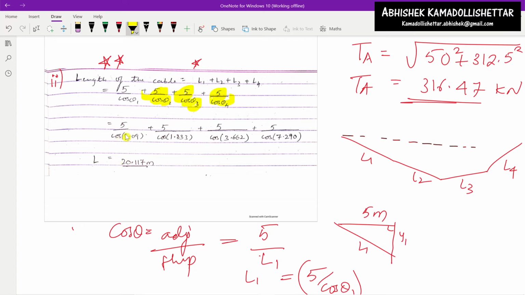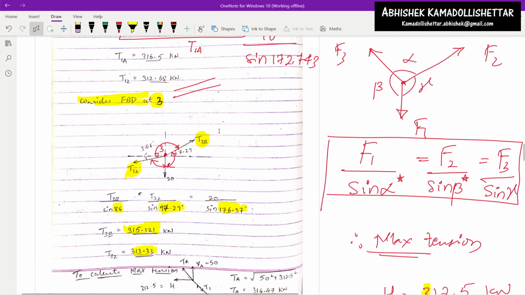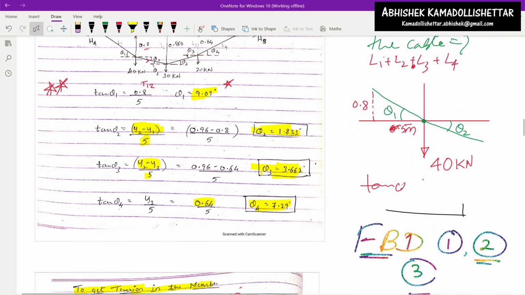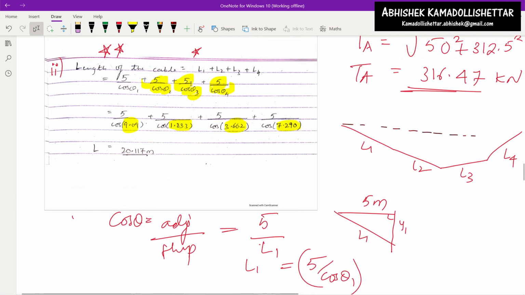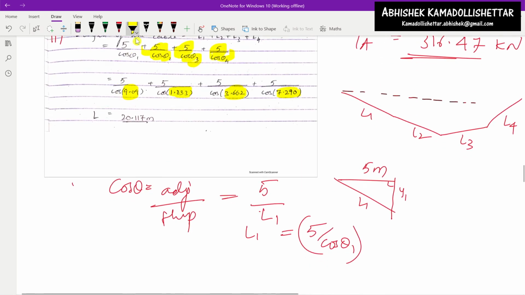So what is theta 1 there? Theta 1 is 9.09 degrees, theta 2 is 1.833, theta 3 is 3.6, and so on. All the values you have to consider. These values we have got while calculating earlier. Theta 1, theta 2, theta 3 and theta 4 are directly available. So now finally when you add, you will get the length of the cable as 20.117 meters.